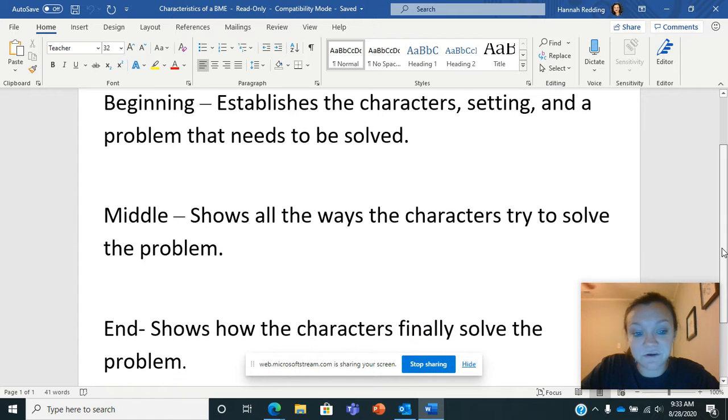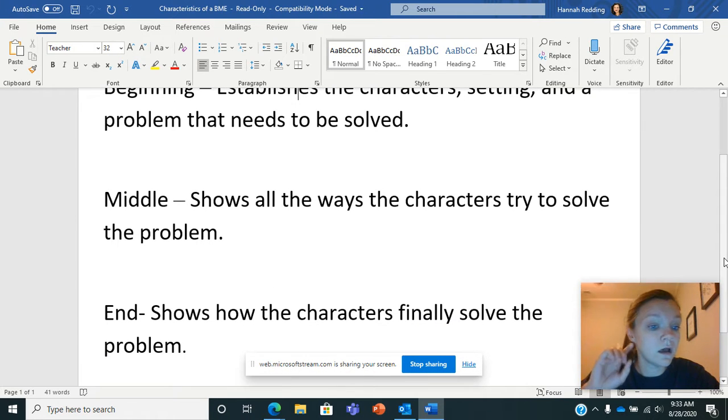Now we get to the middle. Say middle. Middle, good. The middle is the big juicy part of the story. The middle shows all the ways the characters try to solve the problem. So if we think back to First Day Jitters, who was trying to solve the problem for the teacher? Good. You should have said her husband. Her husband was trying to solve it. He was trying to get her out of bed. He was trying to make her happy. Just couldn't solve the problem of the teacher being nervous.